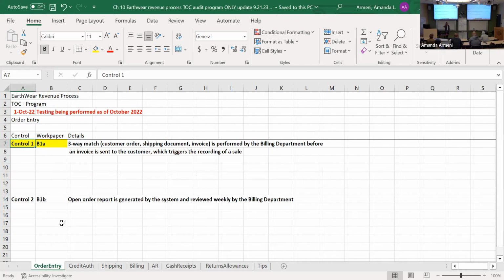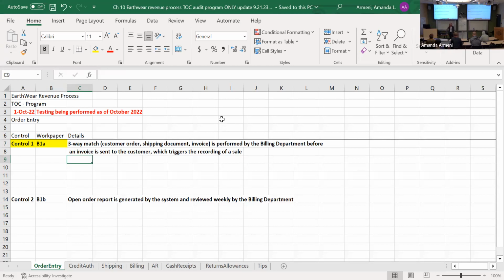Number 1, identify what could go wrong if that control wasn't working, okay? So you are just going to type right underneath the description of the control, your audit team's conclusion. What could go wrong? What could create a misstatement in the financial statements if that thing wasn't happening, okay?